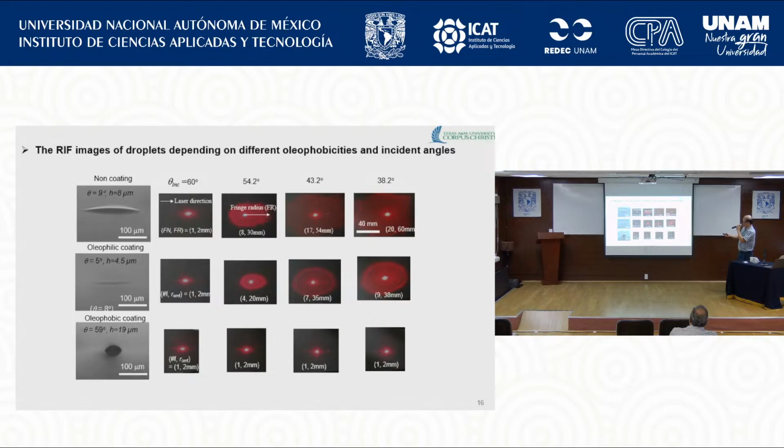And now we showed this result for the three cases: non-coating, oleophilic, and oleophobic coatings. Simply, a very thin droplet, right? Kind of a thick one and a very thick one. Okay, and with different incidence angles. Okay, we verified it.